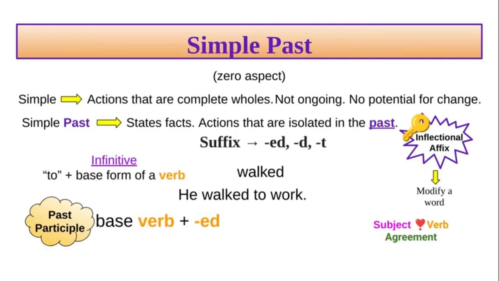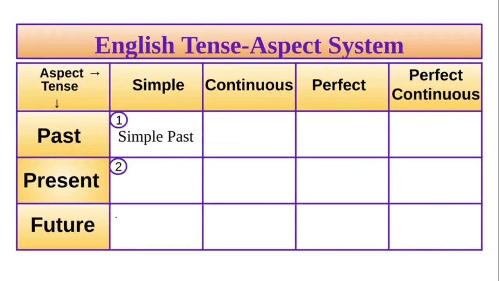Here we have a sentence, and we're going to use the third person singular pronoun he, and it agrees with the verb walked. He walked to work. This sentence expresses an action that is complete and factually stated. It is not ongoing and there is no potential for change. Next up, simple present.